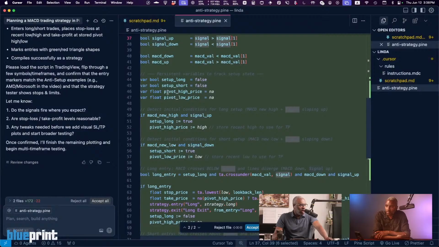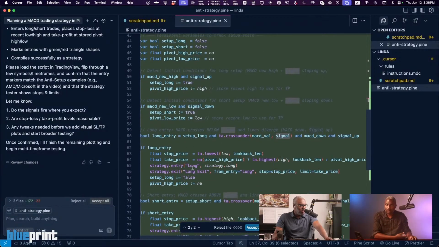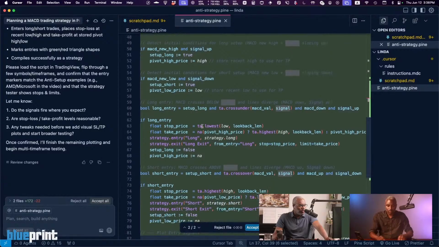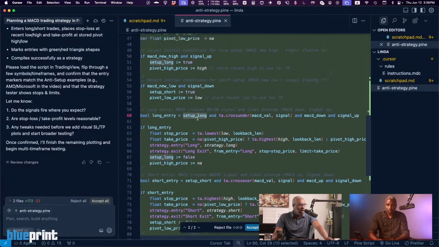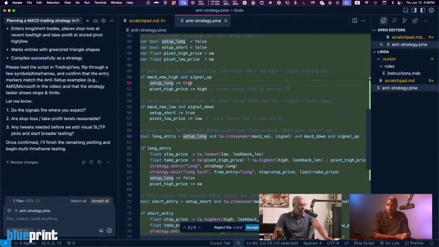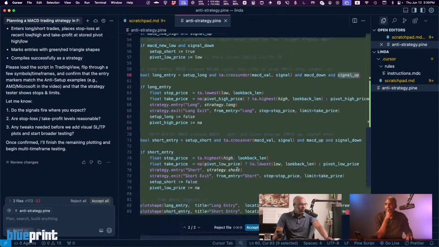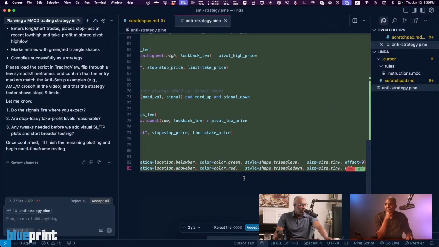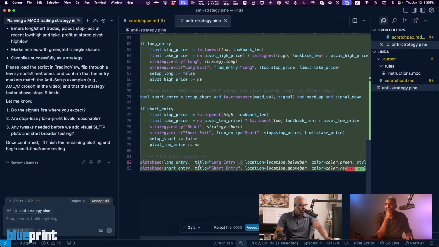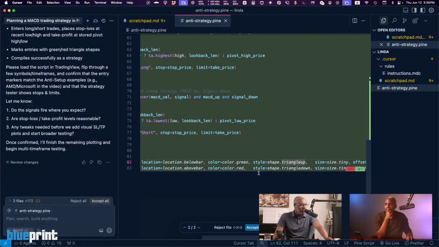We're setting up our long, shorts, pivot high price, pivot low price. Excellent. And we have our long entry condition here. If the setup long is there, which is when there's a new MACD high and the signal is up, and the crossover has occurred between the value and the signal, and MACD is down and signal is up, that's considered a long entry. Opposite for short, and then it's plotting the trades on the chart with plot shape, triangle up and down from when it occurs.